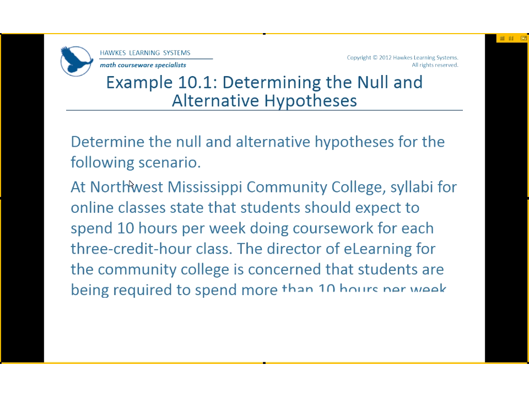Okay. So determine the null and alternative hypothesis for the following scenario. At Northwest Mississippi Community College, syllabi for online classes state that students should expect to spend 10 hours per week doing coursework for each 3-credit-hour class. The director of e-learning for the community college is concerned that students are being required to spend more than 10 hours per week doing work for each 3-hour class.